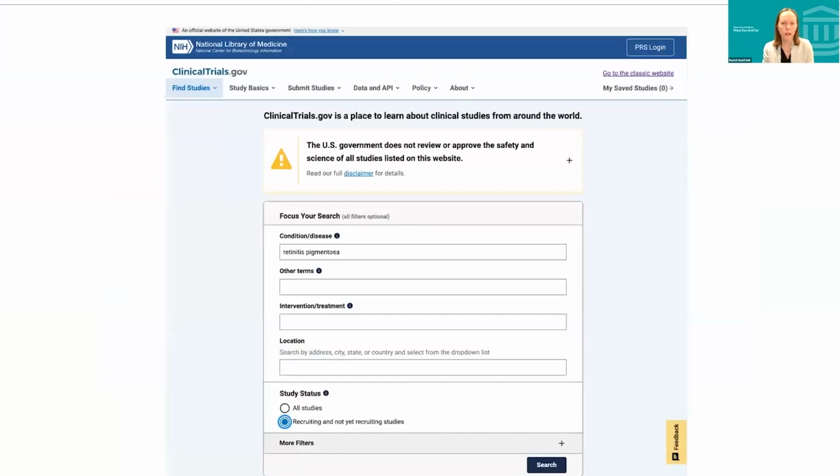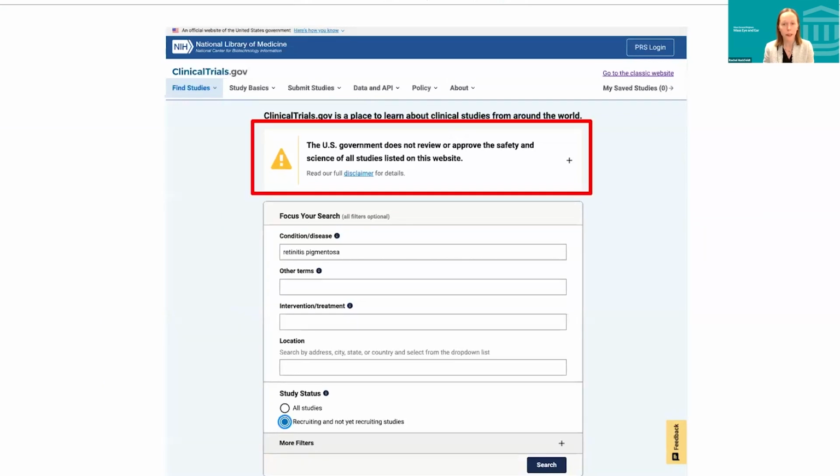If you have a patient who is interested in clinical trials, or you wonder, I know my patient has this condition or this mutation, how can you find something that's relevant to them? I would advise you that clinicaltrials.gov is a good starting point. I pulled up the website, I put in RP as the condition of interest, and I chose to only look for studies that are recruiting or recruiting soon. And before I show you the results of that search, I really want to stress this disclaimer here.